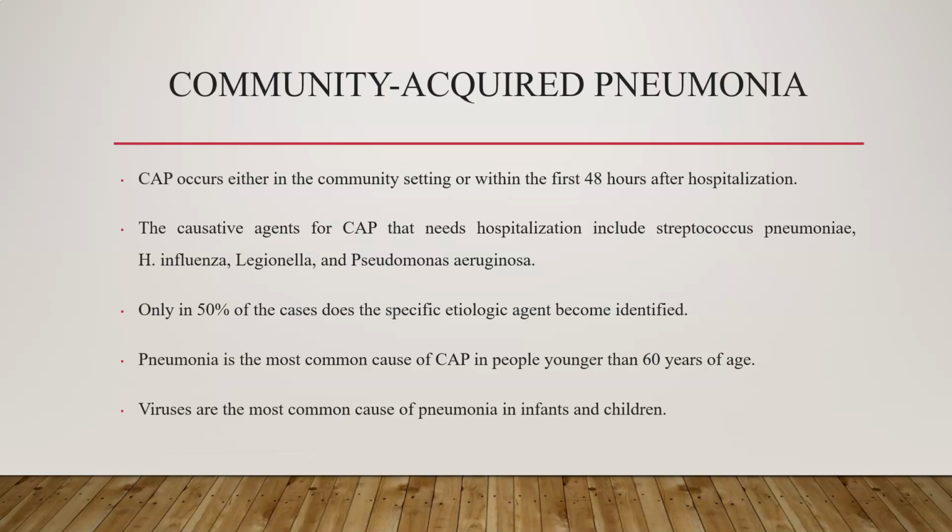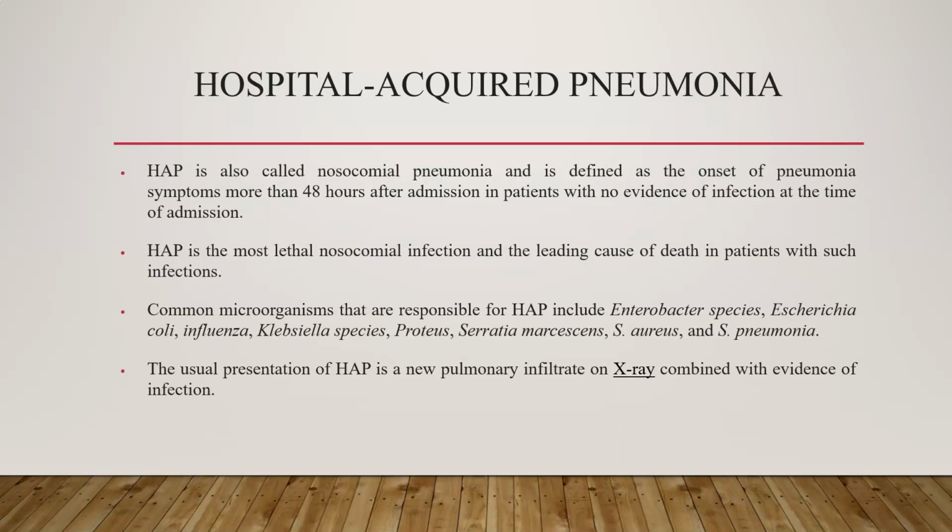Community-acquired pneumonia either occurs in the community setting or within the first 48 hours after hospitalization. It is caused by Streptococcus pneumoniae, H. influenza, and Pseudomonas. In only 50% of the cases does the specific etiological agent become identified. Bacteria are the most common cause in people younger than 60 years of age, and viruses are the most common cause of pneumonia in infants and children.